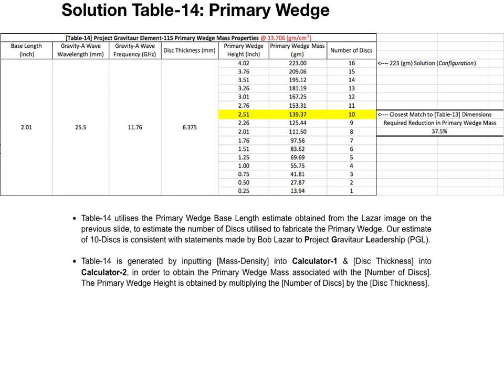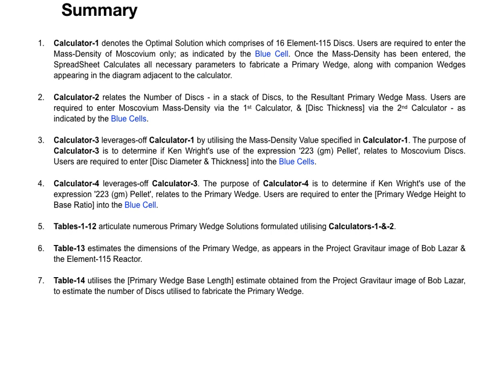Okay, let's now summarise what we have learned. From this video presentation, we have learned the following. Number 1. Calculator 1 denotes the optimal solution which comprises of 16 element 115 disks. Users are required to enter the mass density of moscovium only, as indicated by the blue cell. Once the mass density has been entered, the spreadsheet calculates all necessary parameters to fabricate a primary wedge, along with companion wedges appearing in the diagram adjacent to the calculator.